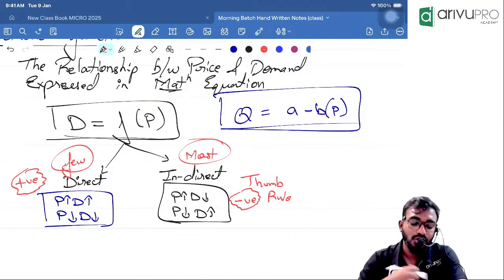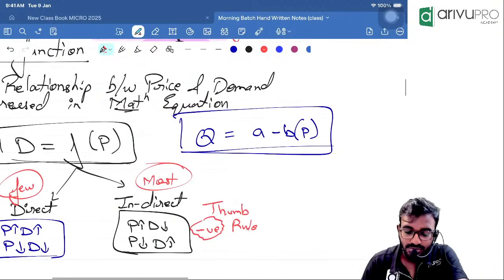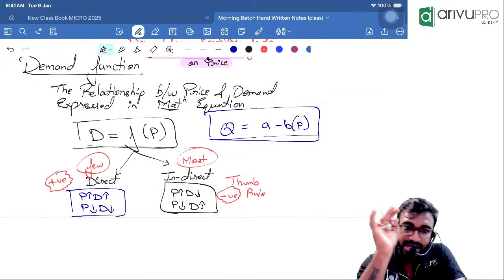Finished? Okay, look at the board. Stop writing, look at the board. For the next half an hour, just understand the concept. Later you can copy it down.